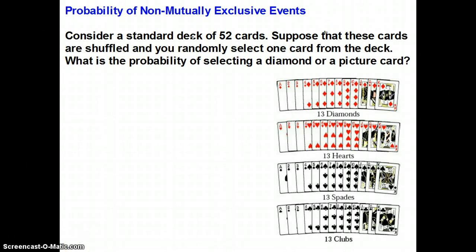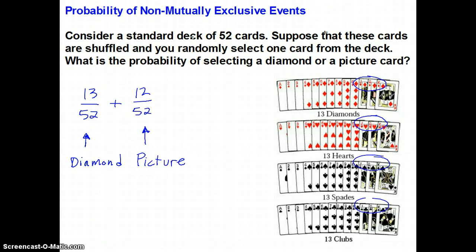So let's start off with the diamond. There are 13 diamonds out of a total of 52 cards. So we need to add that on to the picture cards. Okay, so picture cards are the Jack, King, Queens. And if we go through each suit, we have a total of 12 of them. So we have 12 out of 52.